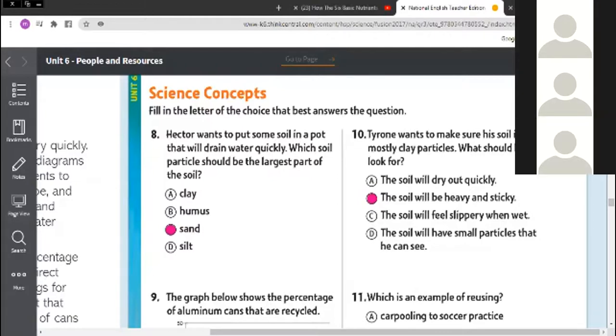Ryan, number 10, please. I'm not sure. Can you read it, even from your book? What is an example of vision? Do you have your book? Yes. Open it, page number 284.